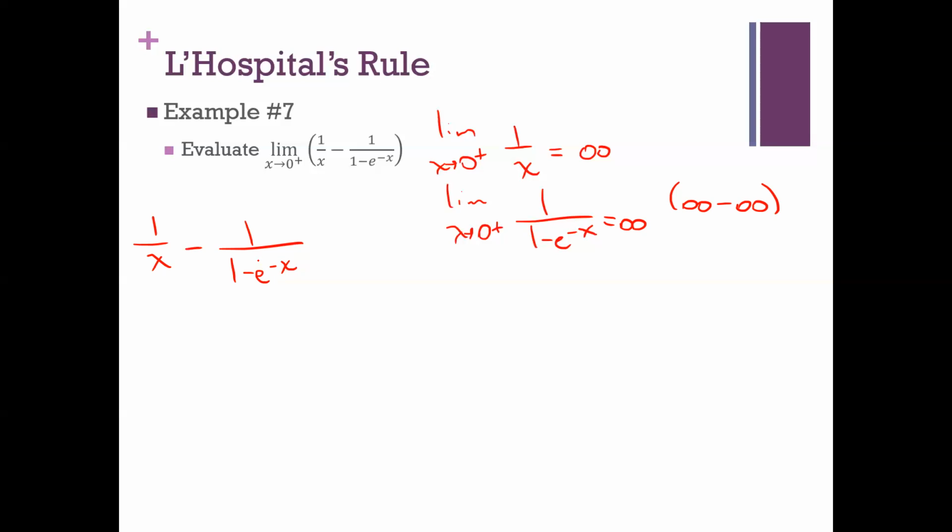What's that? Yeah, really, they don't really have anything in common, so I really need to just multiply them by each other. So my common denominator is going to be x times 1 minus e to the negative x. What will the numerator look like if I do that?